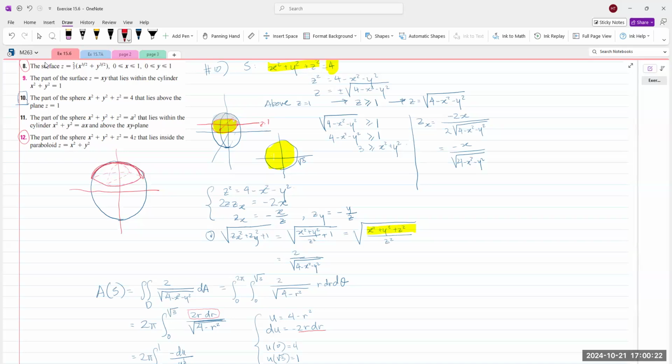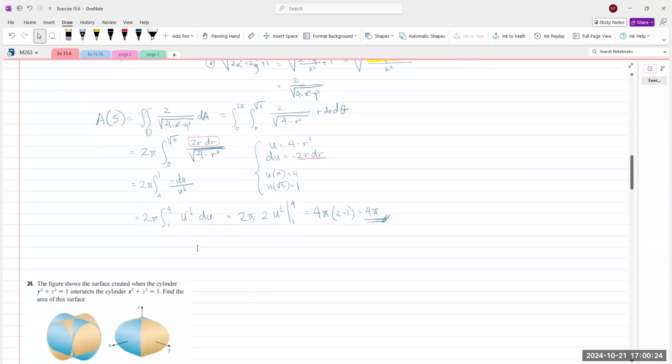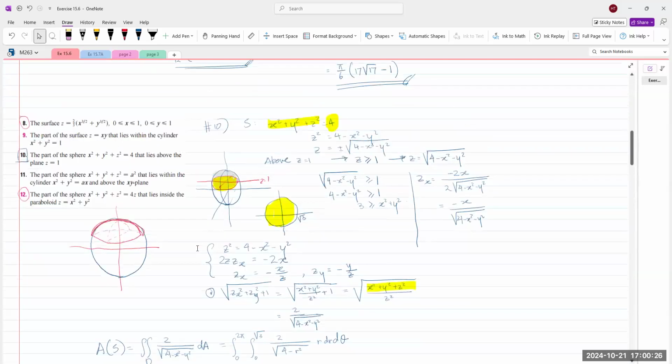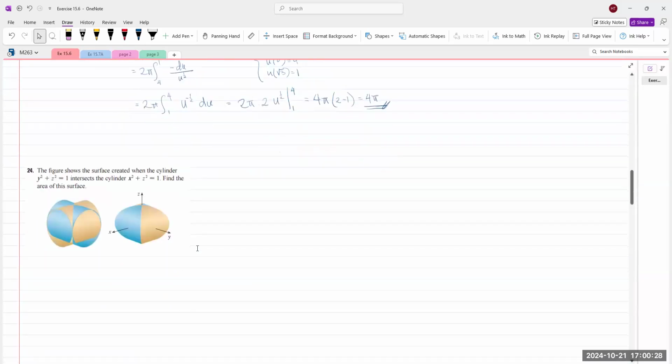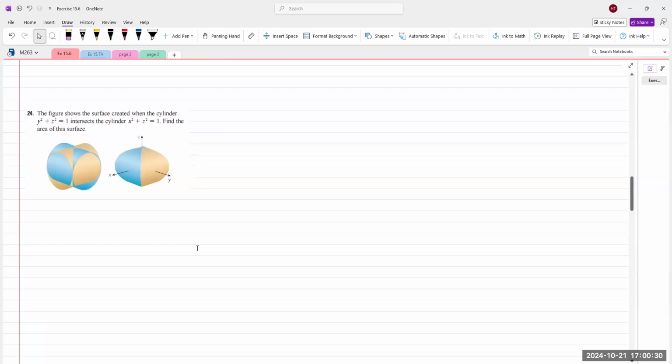That's for number 10. Let's see more. Oh, I think that's all, huh? Number 24. This is a classic question, actually. The figure shows the surface created when a cylinder intersects with another cylinder. So this cylinder here, the first surface, y squared plus z squared equals 1. This is a cylinder parallel to the x-axis.